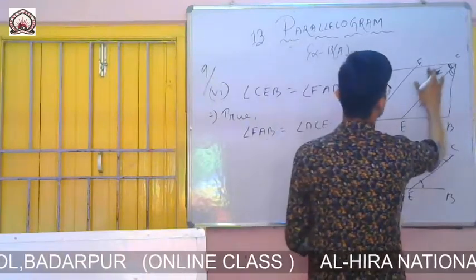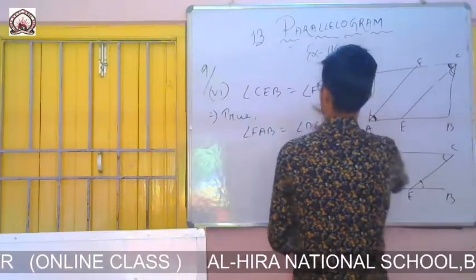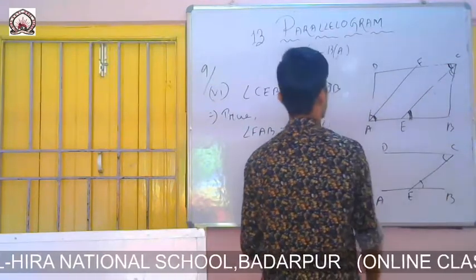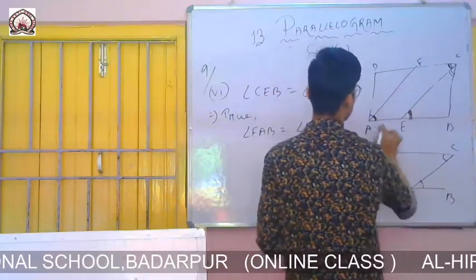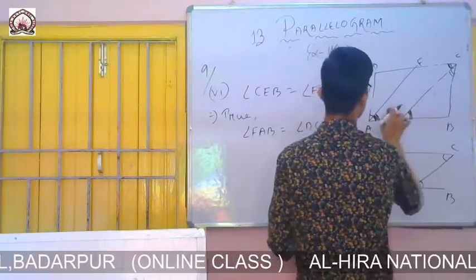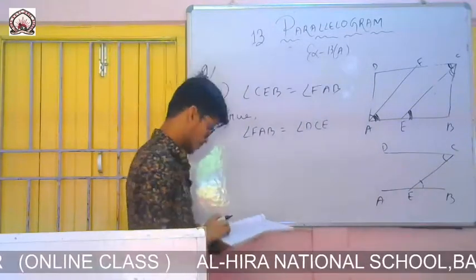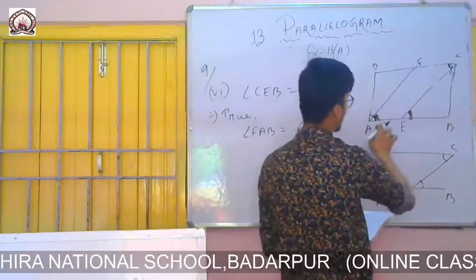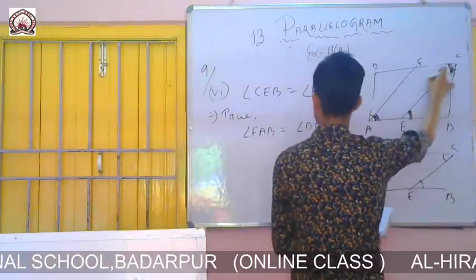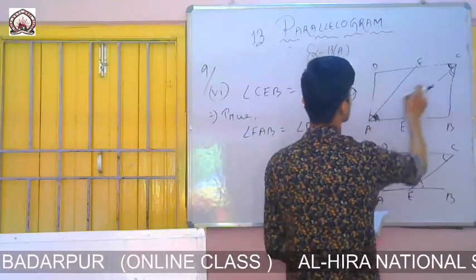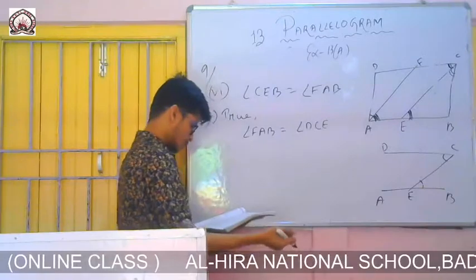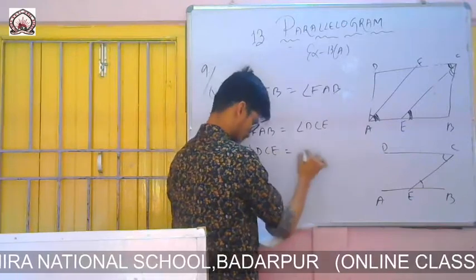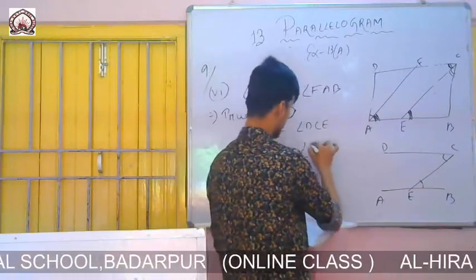You see where CEB, this angle, equals angle FAB. The question is to check whether these two angles are equal or not. So you see, in Roman number 4 we have proved that angle FAB equals angle DCE. We have proved that these two angles are equal. And in Roman number 5 we have proved that angle DCE equals angle CEB.